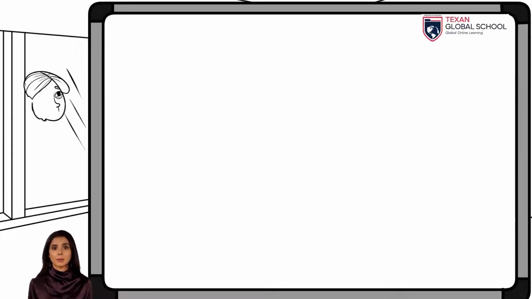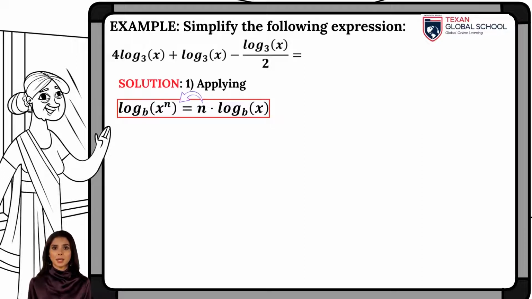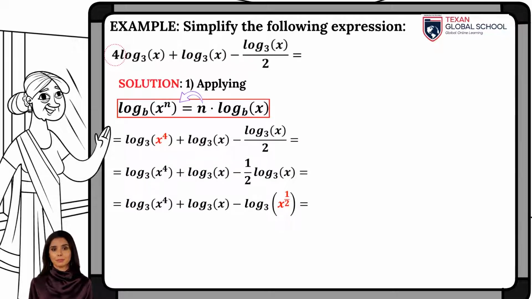In this next example, we will simplify the following expression with logarithms. We can see that the logarithms have the same base and their arguments now have variables. So let's use the properties to simplify. In the first term, we have a factor times a logarithm, so we'll use the power property by moving that factor as an exponent. Since the third term is divided by 2, it can be represented as 1/2 times the log base 3 of x. Using the same property results in log base 3 of x to the power of 1/2.